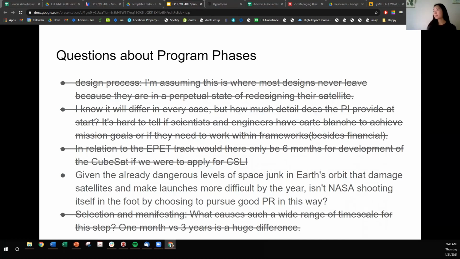Okay, so questions about program phases. I think I answered most of them along the way, but one that I haven't answered yet is, given the already dangerous levels of space junk in Earth's orbit that damage satellites and make launches more difficult by the year, isn't NASA shooting itself in the foot by choosing to pursue good PR in this way? I'm not sure about the assumption in this question. I don't think that NASA is necessarily saying that we're doing a great job. I think we all recognize that it's becoming more of a problem. So I think there's more nuance to maybe the way that we present the problem, where we can be making good strides in technology to mitigate space junk, but it's still a problem that we face moving into the future.